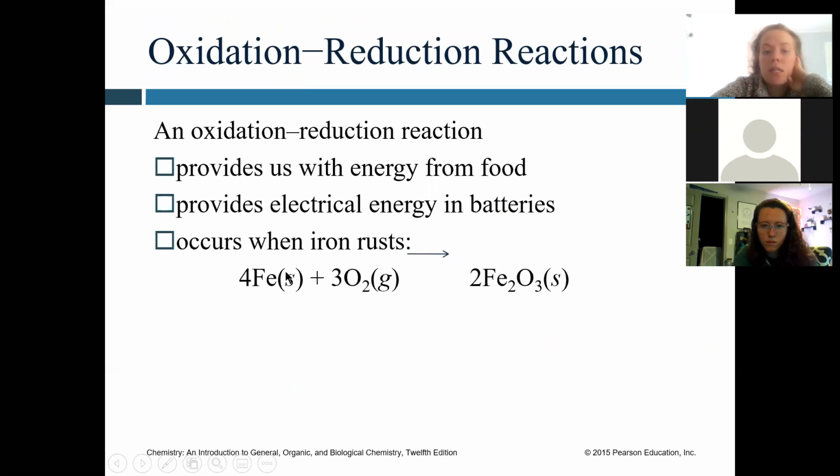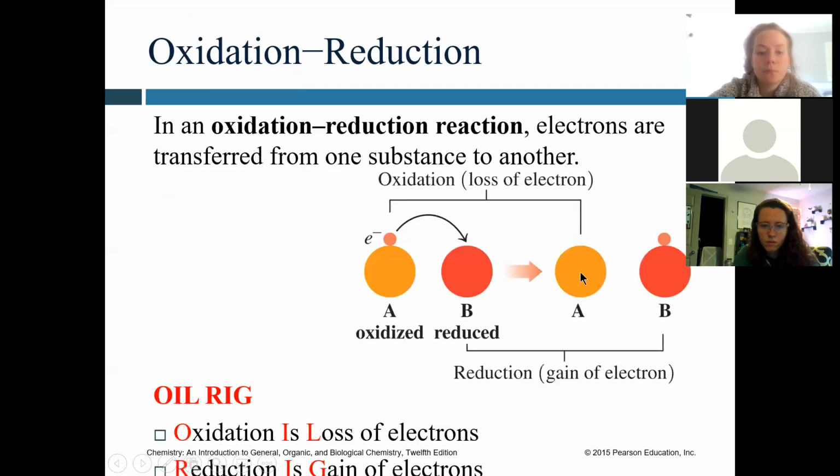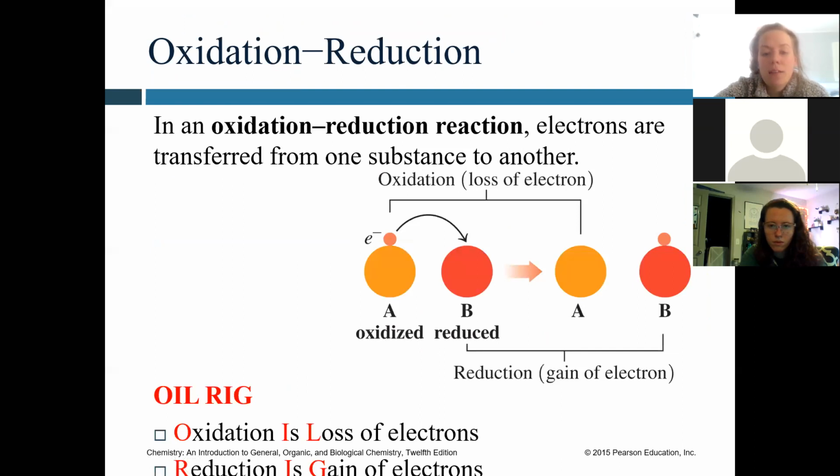So here's an oxidation reduction reaction. It provides energy from food, provides electrical energy as well, and occurs with rusting. So we've got iron that combines with oxygen to produce an iron oxide. The thing that is here, yeah, there it is down there.